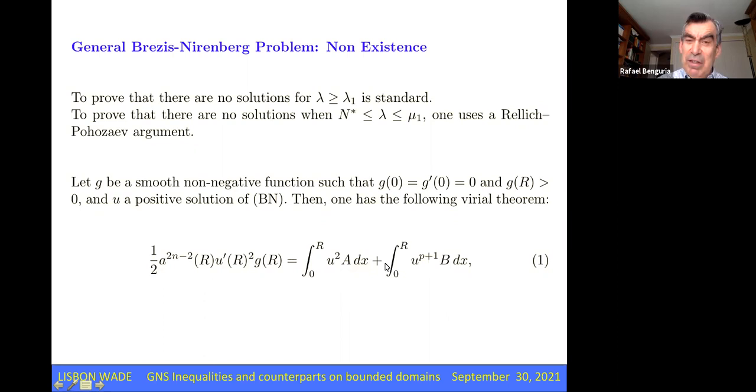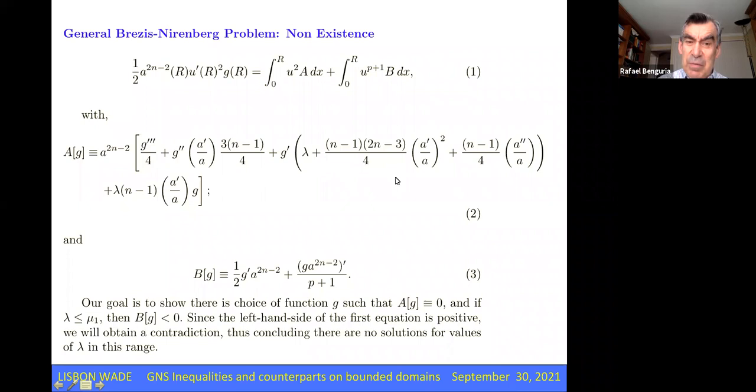So A is given by this quantity here. G is a trial function. So for any G that satisfies Dirichlet boundary conditions at the extremes and is sufficiently smooth, you get, in general, for all these problems, for all the Brezis-Nirenberg problems, an expression A that depends on the third derivatives of the trial function. And it looks very terrible. And B is simpler. B is given in terms of just G and G prime.